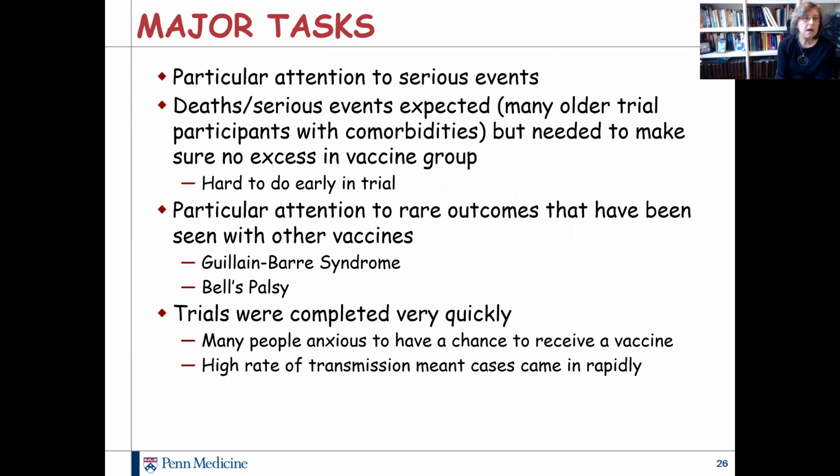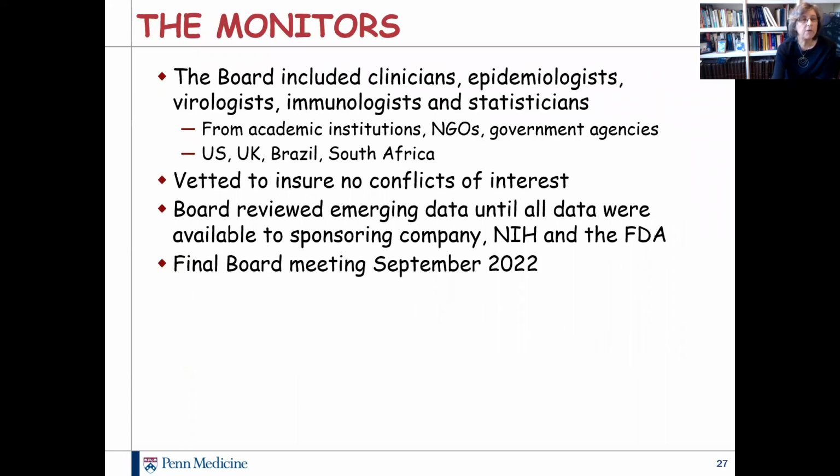The DSMB had to pay particular attention to serious events, particularly deaths, which was difficult early in the trials, especially since many older people entered the trials early. There was particular attention to rare outcomes that have been seen with other vaccines, like Guillain-Barré syndrome and Bell's palsy. The trials were completed very quickly. People were breaking down the door to have a chance to receive a vaccine, and the high rate of transmission meant that cases came in very rapidly.